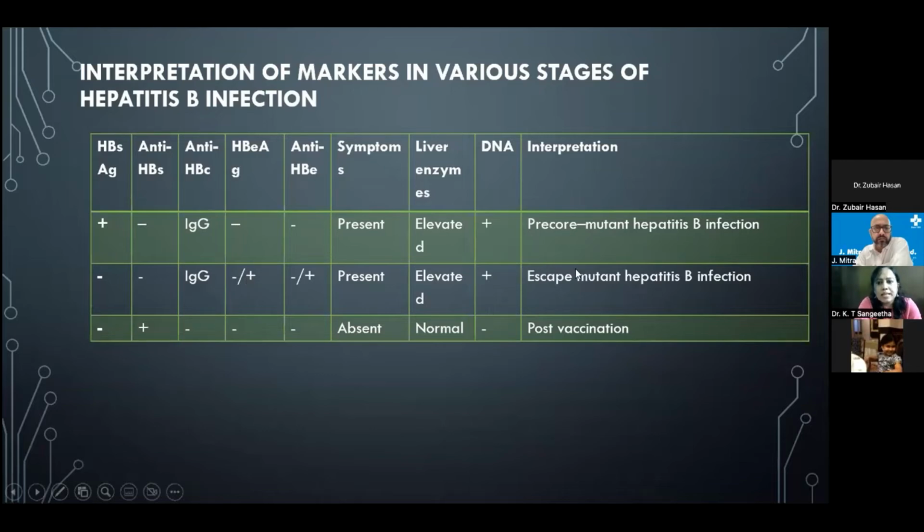Now, one more is the escape mutant, where there is a mutation in the S gene as well. That is why in such cases you cannot detect the HBsAg. So again, this is a typical example where HBsAg is negative. Such mutants are called escape mutants. And one more situation is post-vaccination. A person who is not infected, usually healthcare workers, takes the vaccination. Post-vaccination, the only marker which appears is anti-HBs. So this is post-vaccination.